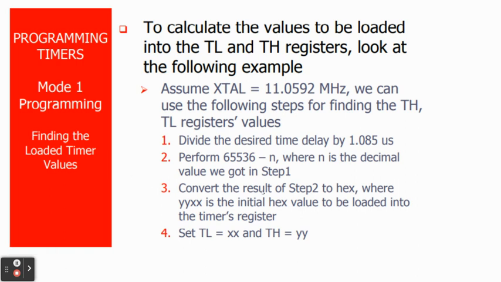Now, on step number 3, we will convert the result of step 2 to a hexadecimal number. Again, it will just be done if the answer in step number 2 is positive. And the hexadecimal number will be represented as the first two digits, let's say YY, which represent the TH, and the second two digits XX, which represent TL. That's how you get the TL and TH values of the registers when you are asked to calculate the initial values of these low byte and high byte registers. Again, this is still in the theory part. You will see this later on when we write the program.